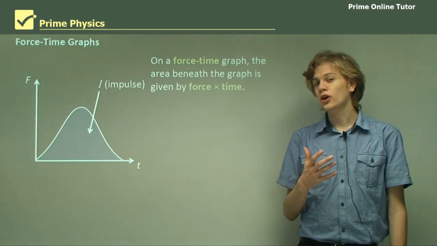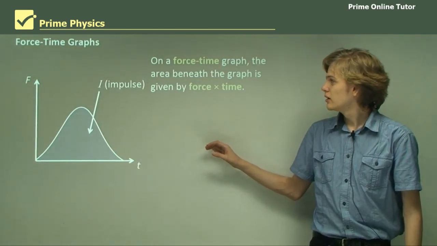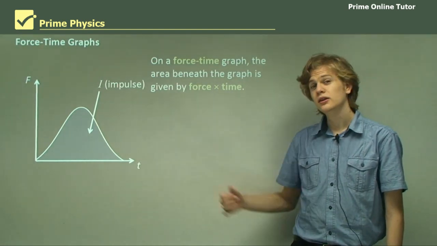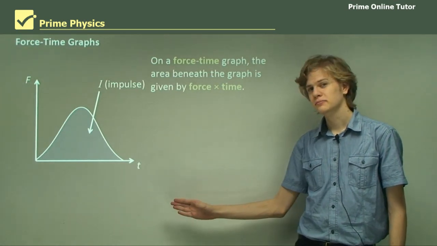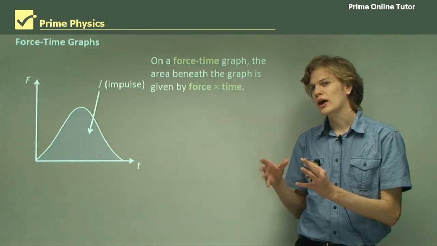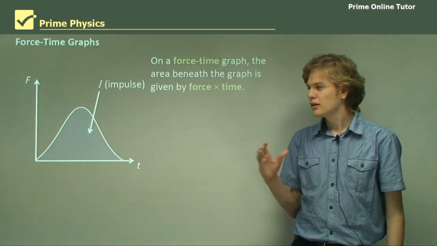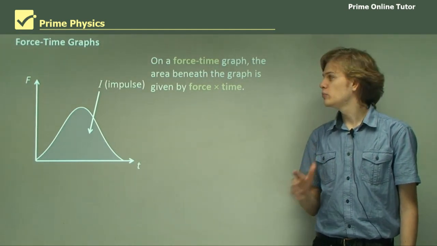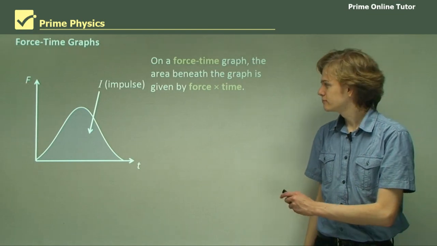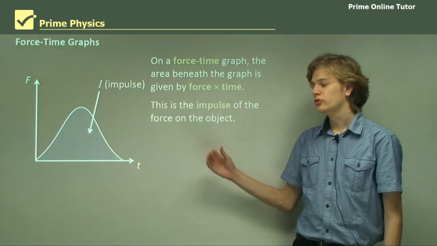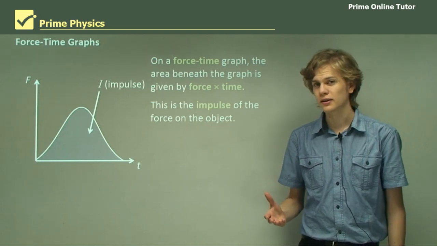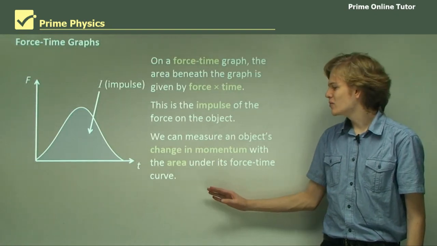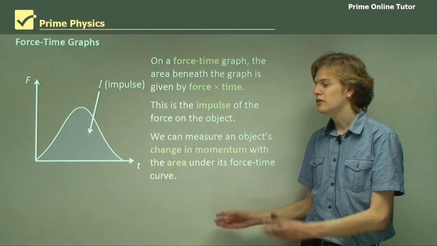If we draw a force-time graph, such as this one here, then the area underneath the graph is going to be given by force, that's the y-axis, times time, that's the x-axis, right? So if it's just a square, that's pretty easy to see, but it turns out that no matter what the graph is shaped like, the area underneath it is always going to be the impulse. So this will be the impulse, the change in momentum of the object. We can measure an object's change in momentum just by measuring the area underneath the force-time curve, if we should happen to have one.